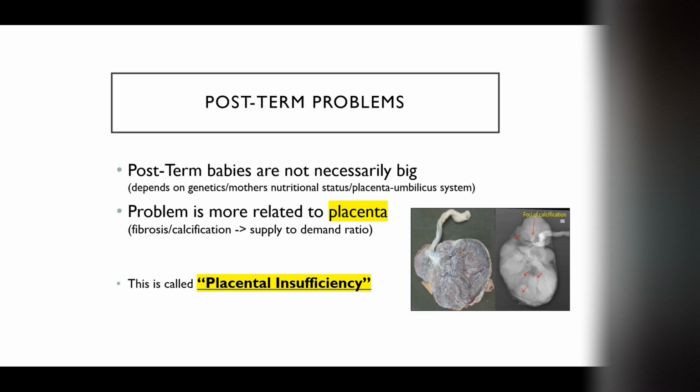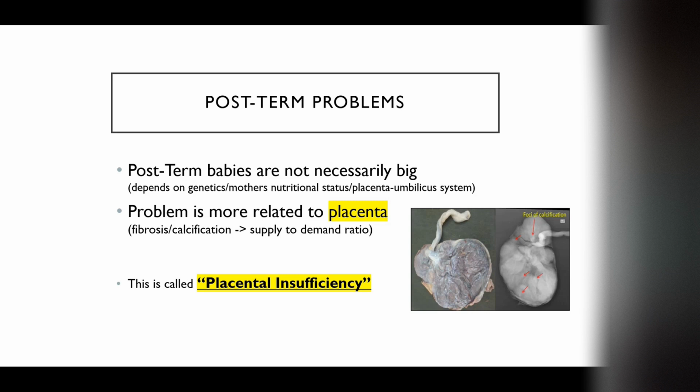The problem here is more related to the placenta. What happens to all the organs in our body? Why do we age? We have fibrosis, collagen, necrosis, calcifications. This is called placental insufficiency. You can see here some calcifications, and these calcifications stop the supply of nutrients and blood. It's like having an infarct, like the heart when it gets blocked, and then you have problems with supply and demand.